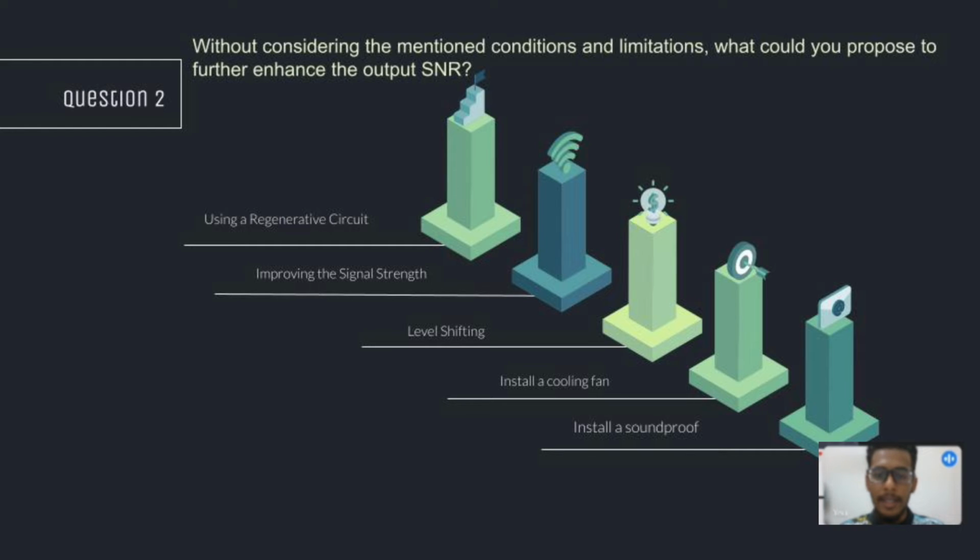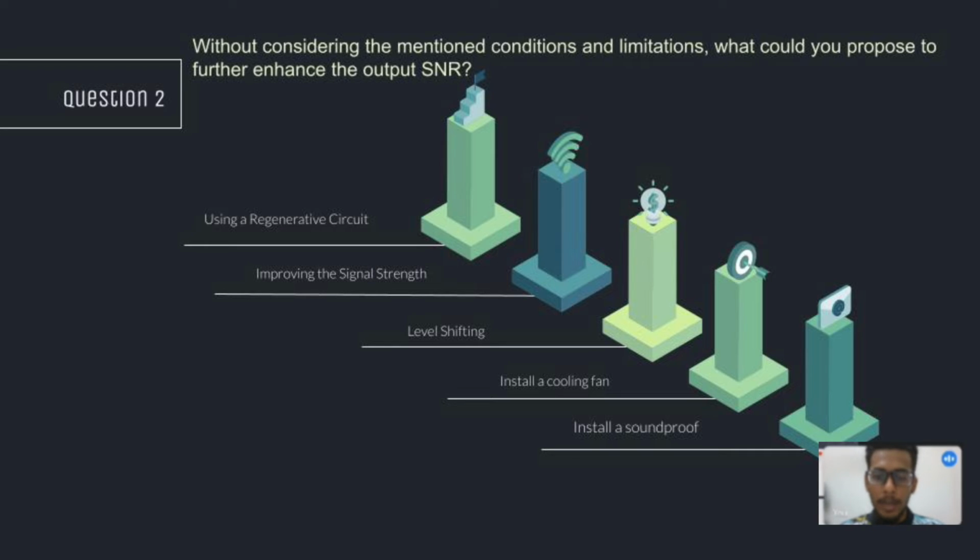Next, improving the signal strength. The noise effect is minimized by increasing the signal strength. It's important to understand that when increasing signal strength, we are talking about the signal before the transmission. So when a signal is amplified before transmission, it is less vulnerable to attenuation and distortion.